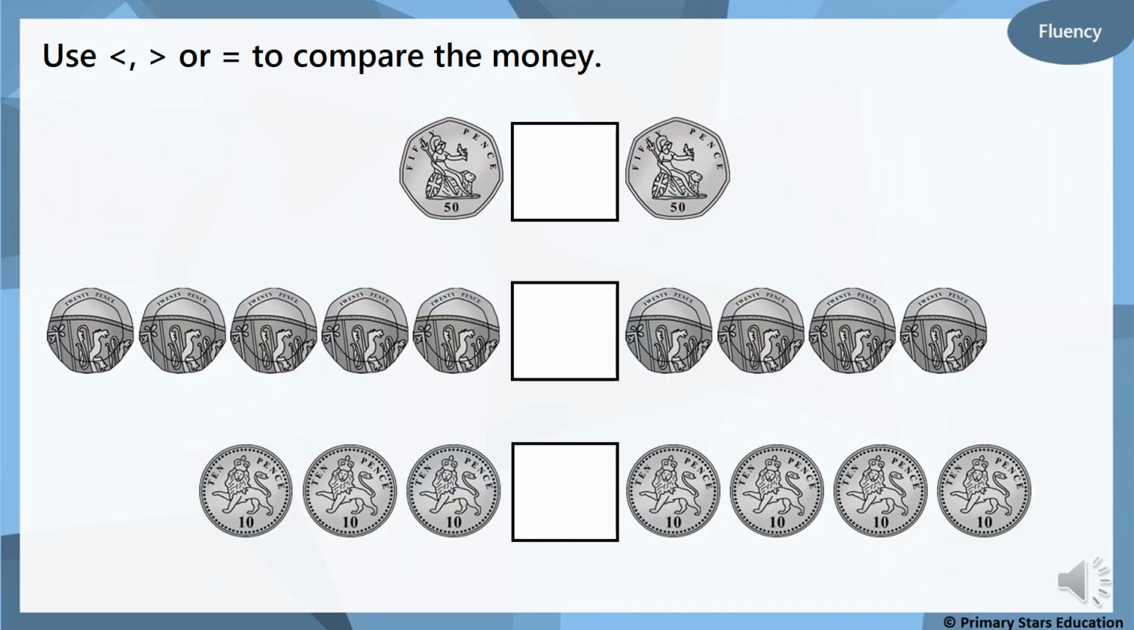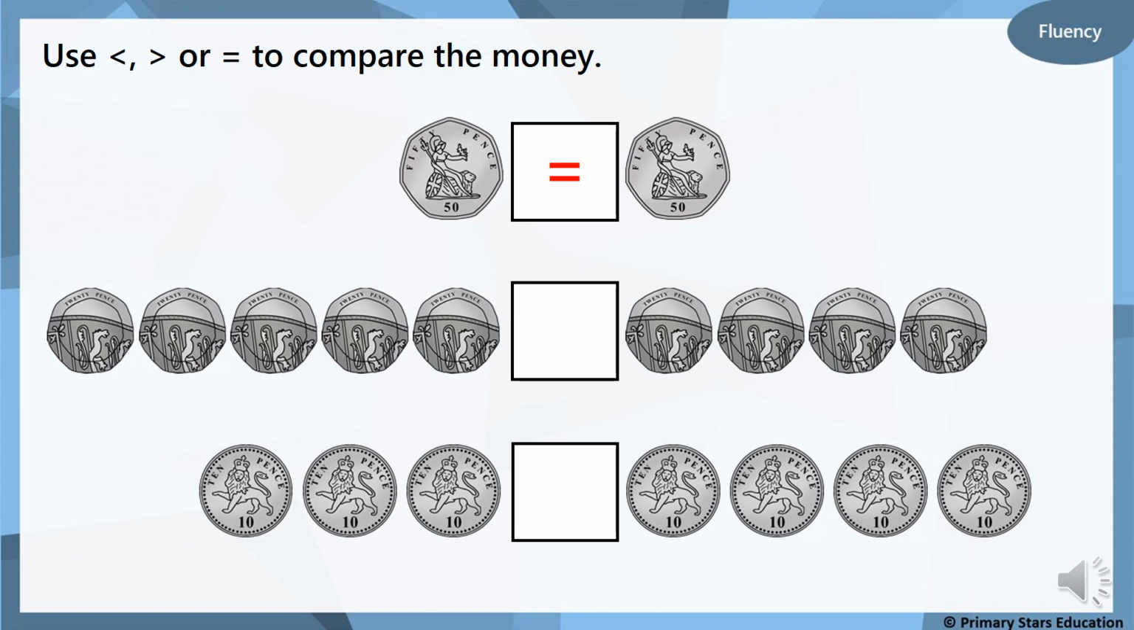Okay, let's look at the next coins here, remembering. So we have a 50p coin here and a 50p coin here, which means that 50p is equal to, or the same as, 50p. Right, let's look at the next one and count up our coins.